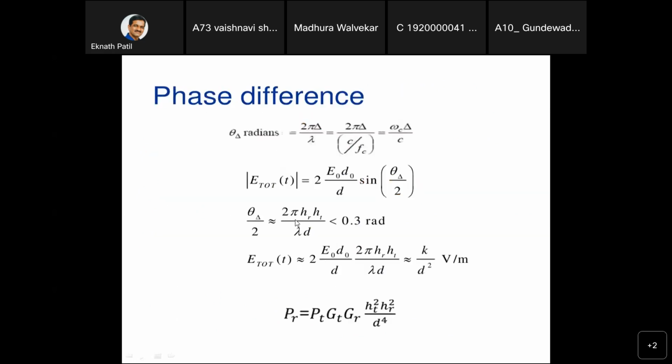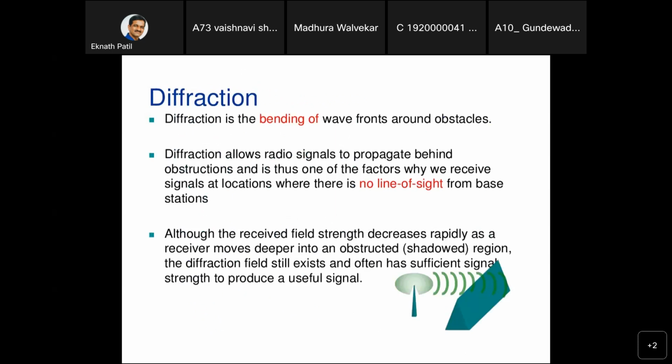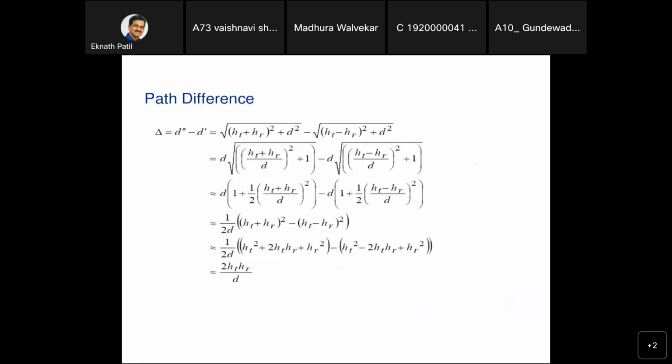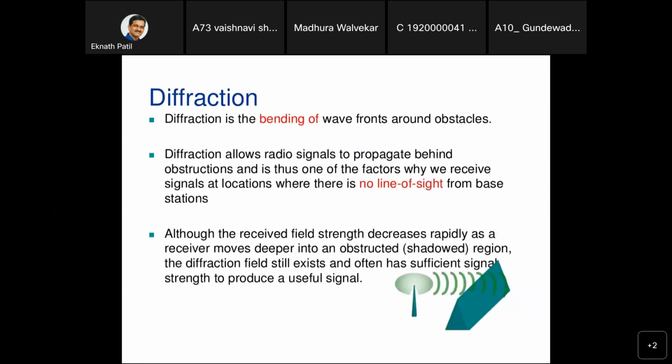Then this is related to the power received, and the power received also depends on the height of the transmitting antenna, the height of the receiving antenna, and the distance between the transmitting antenna and receiving antenna, to the power of 4, that is D raised to 4. So this is the very simple expression of the ground reflection model. With the help of the ground reflection model, one can calculate the power received, and with the help of the power received, one can calculate the loss. So this is one part of today's lecture.